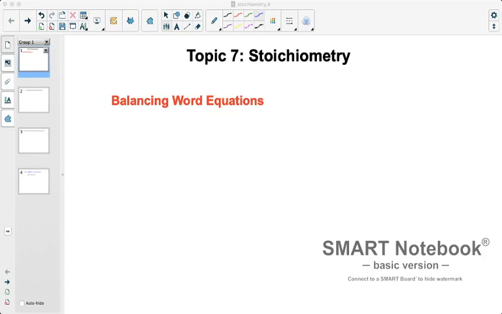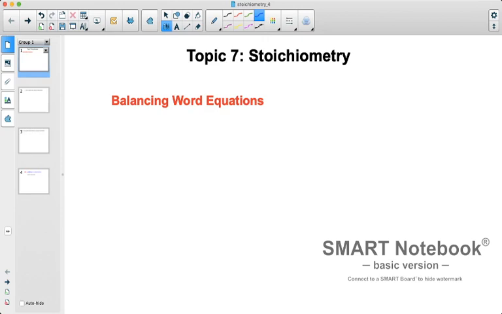Hi everyone. In today's lesson, we're going to look at how to balance word equations properly. But before we can even balance word equations, we have to remind ourselves how to take the formula names and translate them into chemical formulas. We have to do that first before we can even balance anything. So let's try a few examples just to remind you how to do this.